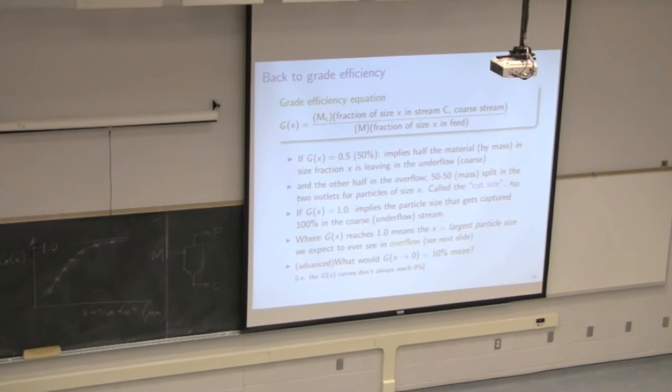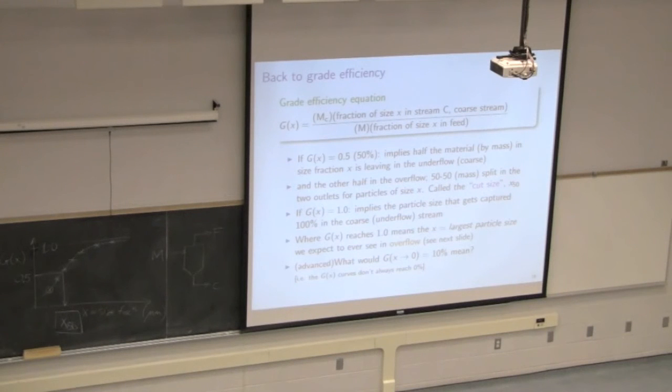The number that we use from this curve is g of x equal to 0.5. So a useful thing is let's read horizontally at 0.5 and then find this value on the x-axis. We'll call this x50. It's a special name we give for the particular diameter of particle where g of x is 0.5. G of x equal to 0.5 means that half your mass at that size fraction is leaving in the overflow and the other half is leaving in the underflow. So for this x50 diameter, whatever it might be in microns, half of the particles of that size are leaving in the overflow, half in the underflow. And so we call that our cut size. It's essentially where we're cutting it in half.